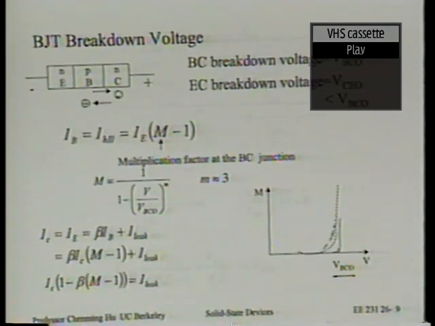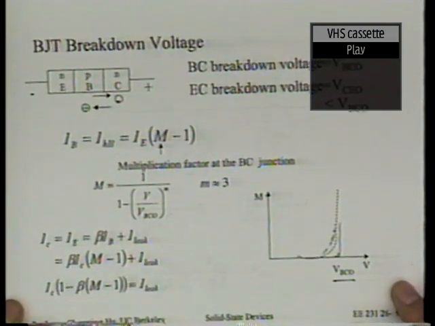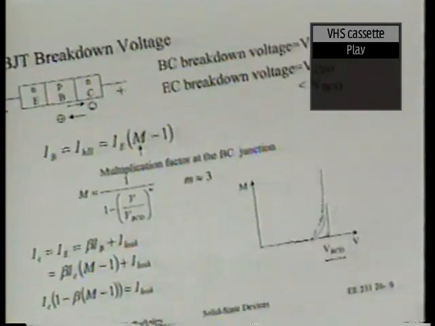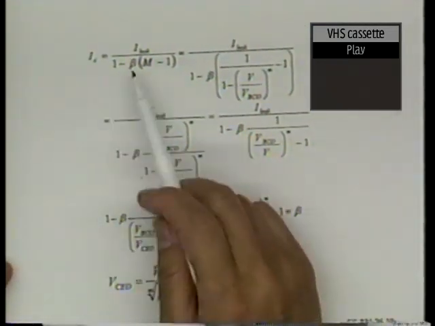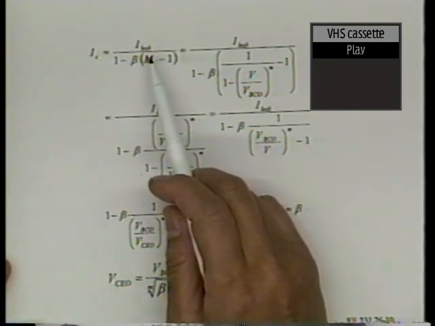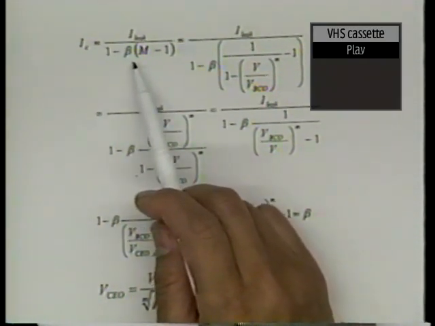What next we'll do is keep IC on the left-hand side, and divide this parenthesis to the right-hand side. All right? Okay. And that's the last slide now. This is it. IC is equal to some leakage current, a very small quantity, divided by 1 minus beta times M minus 1.